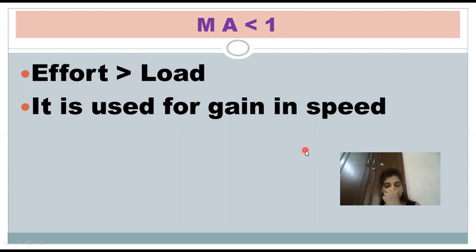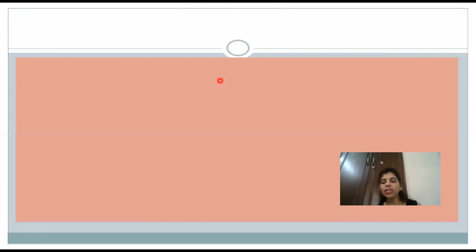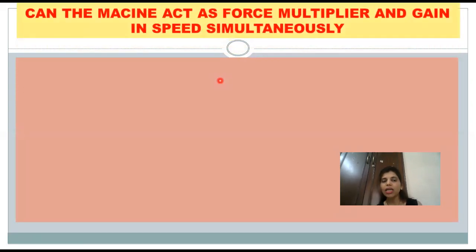As in the case of scissors, you have seen that it helps you gain speed. So you can say that the MA of the scissor is less than 1. I hope till here it's clear: MA greater than 1, equal to 1 and less than 1. Now the next term, which is again very important, we have to understand.